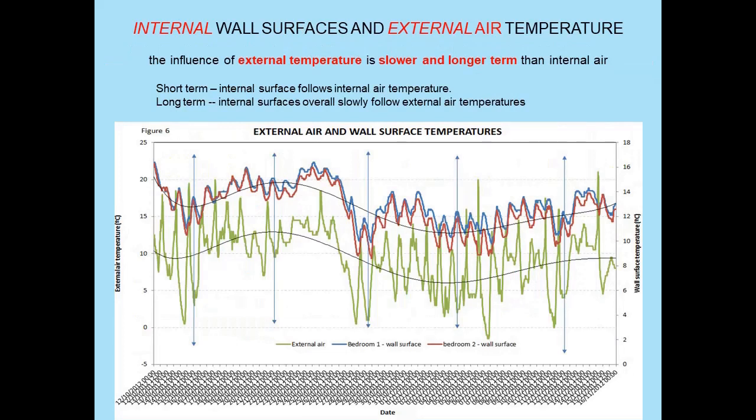And if we look at this in another way, internal wall surfaces and external air, the influence of external temperatures is much slower and in longer term than the air temperature. Short term, internal surfaces follow the air temperature, thus in long term, internal surfaces overall slowly follow external air temperatures. And again, we can see this on these two graphs, following the wavy lines that go along. It's much slower and longer term than the internal air temperatures.